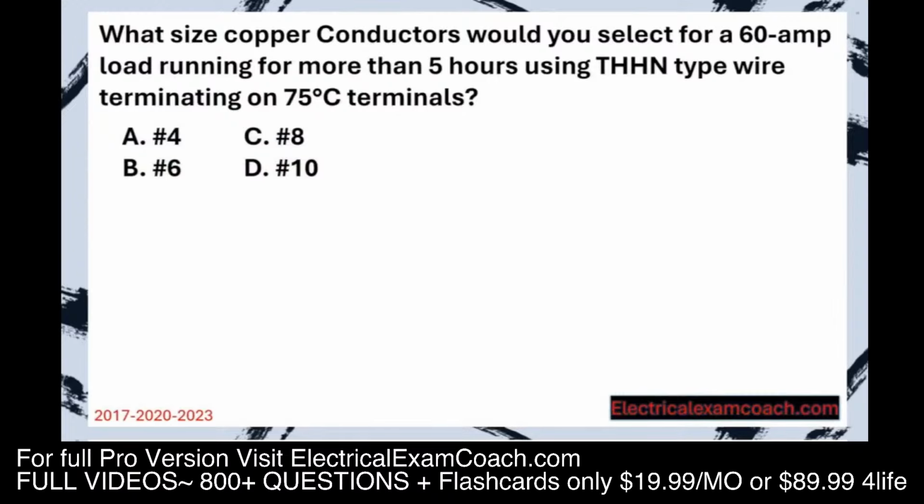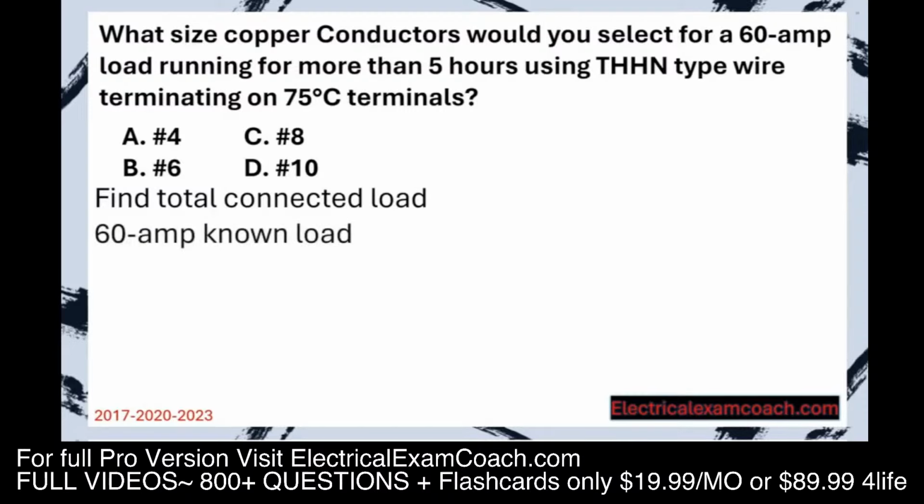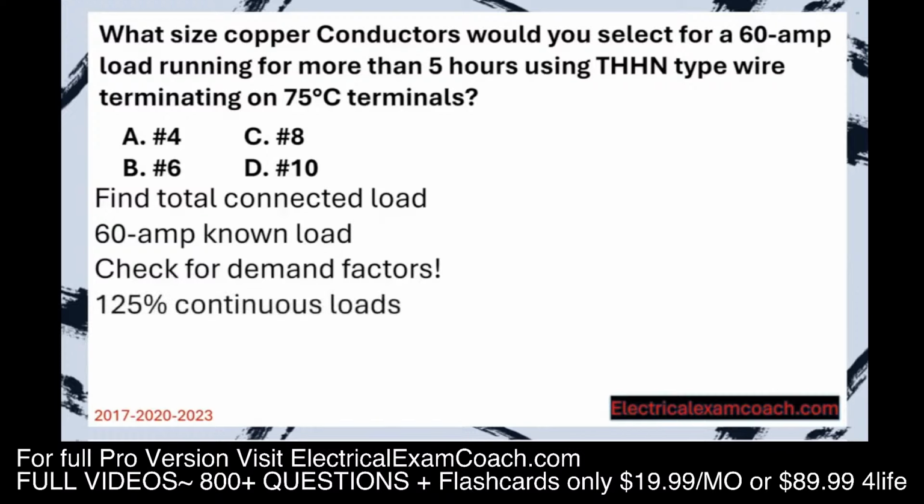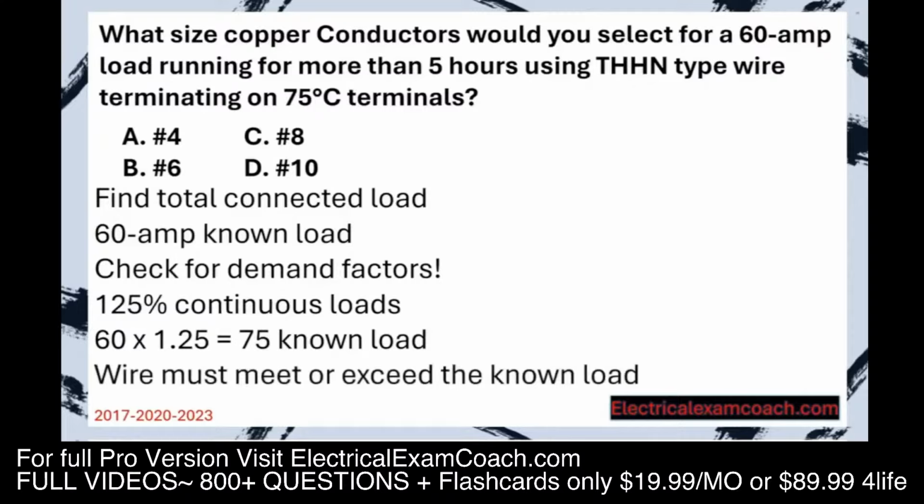What size copper conductor would you select for a 60 amp load running for more than 5 hours using THHN type wire terminating on 75 degree C terminals? Step 1, find the total connected load. Well, our starting known load is going to be 60 amps. But we must check for demand factors. When we find out that it's going to be a continuous load, we need to remember to do our 125% rule for continuous loads. So we take our original known load, multiply it by 1.25, and that gives us a new known load of 75 amps to size our wire by. And remember, our wire must meet or exceed the known load.